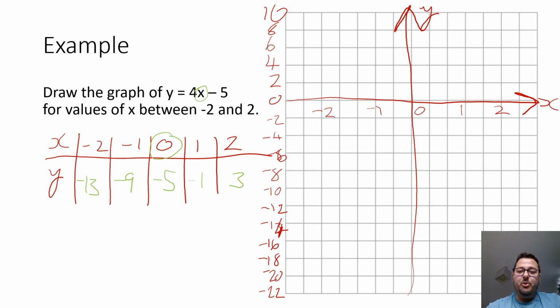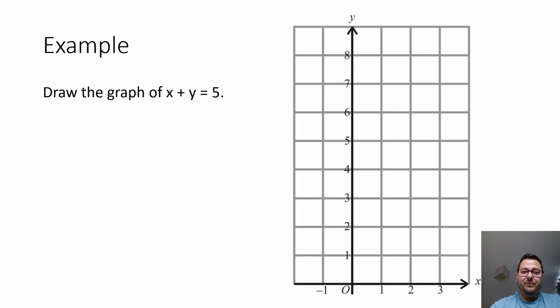Then we just plot these points. So we've got 0 and -5, which would be about there. We've got 1 and -1, which would be about there. And again, you can just get your ruler, join them up and keep going, and that should be your straight line. Okay, let's do another question.